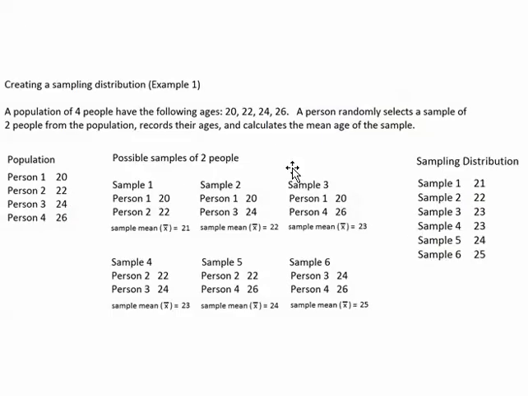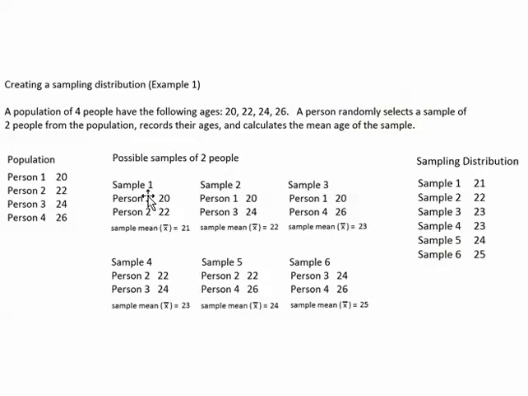Here's our first example of creating a sampling distribution. This question says that a population of 4 people has these 4 ages. A person is randomly selecting a sample of 2 people from the population, recording their 2 ages, and calculating the mean age of the sample. We're going to be creating the sampling distribution. The first thing we need to do is take the population and sort it into all possible samples of 2 people. A good starting point is person 1 and person 2.